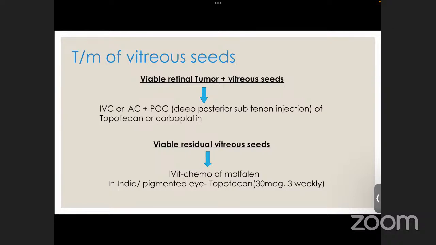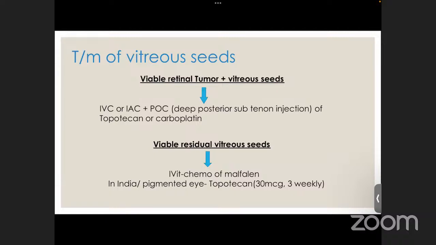Now, how do you treat the vitreous seeds? If the vitreous seeds are present with viable retinal tumor also, you cannot give intravitreal injection. You have to treat it with intravenous or intra-arterial chemotherapy along with periocular injection. So you give a subtenon injection of topotecan or carboplatin. Whereas if there are only residual vitreous seeds and no viable retinal tumor, you can give intravitreal chemotherapy.